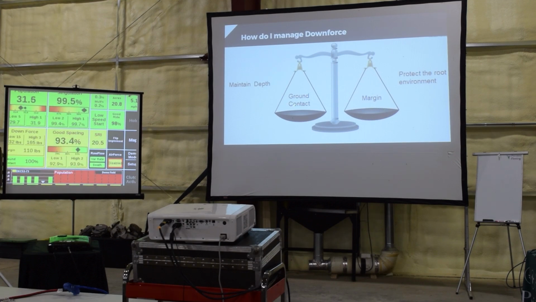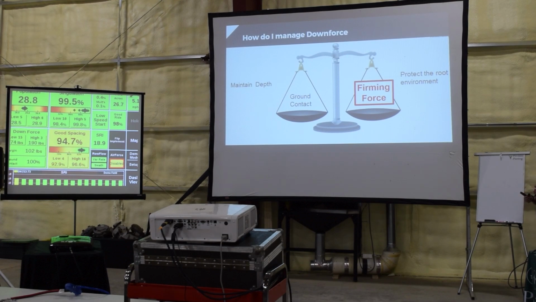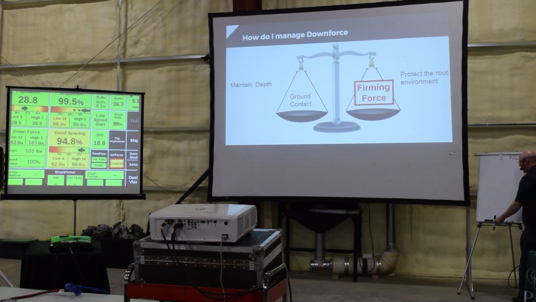Ground contact meaning that I have at least some weight on there, and then margin, a lot of times you guys say, hey, margin's really confusing, okay? So instead of margin, think of that as firming force. When we think about the goals of the weight that we have on the row unit, okay?